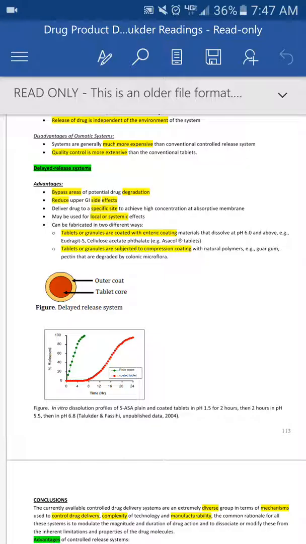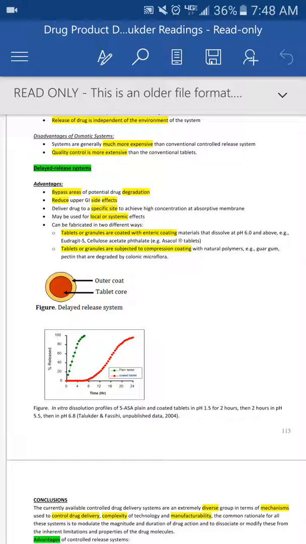Can be fabricated in two different ways. There's two ways you make delayed systems. You can make tablets or granules that are coated with enteric coating, materials that dissolve at a pH of 6 and above. That way you don't have them dissolving in the stomach when they shouldn't.